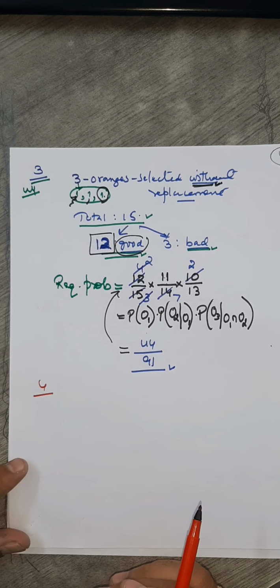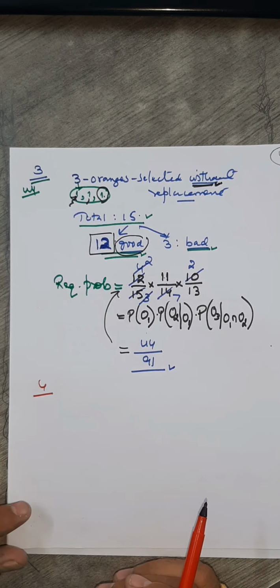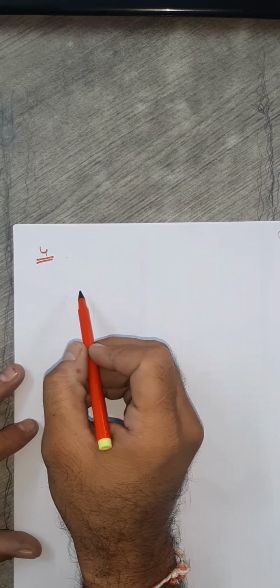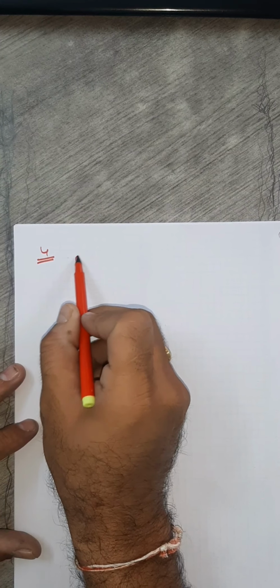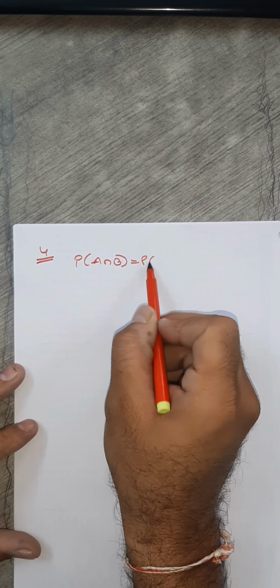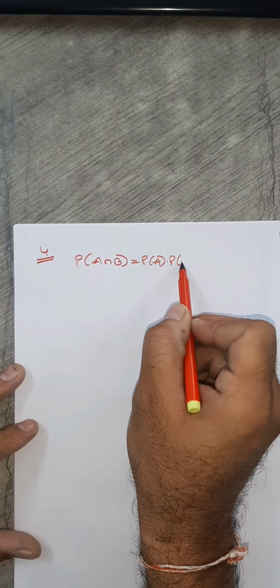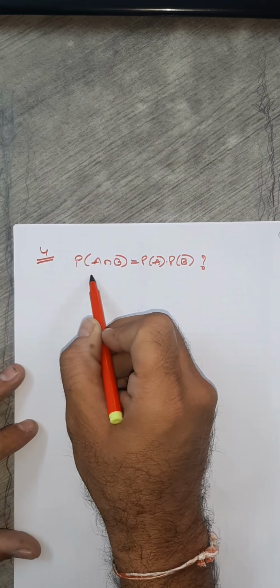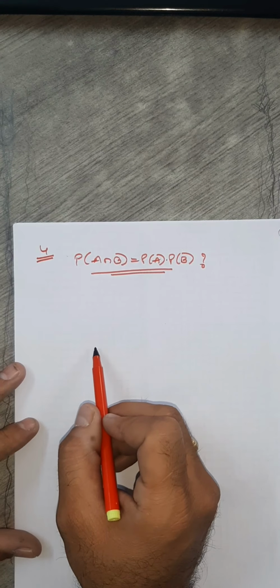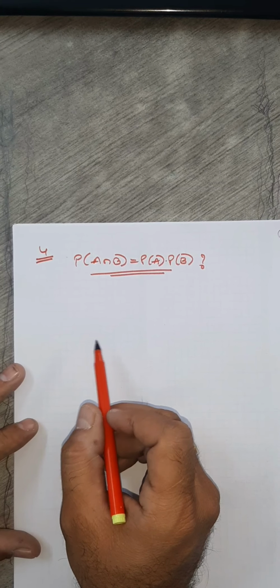Fourth question. We want to check whether the events are independent or not. So we just need to check whether P of A intersection B equals P of A into P of B or not. We want to check whether they are equal or not. If equal, then independent. If not equal, then not independent.